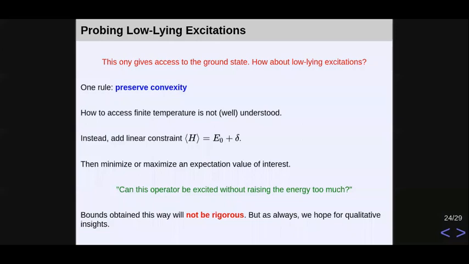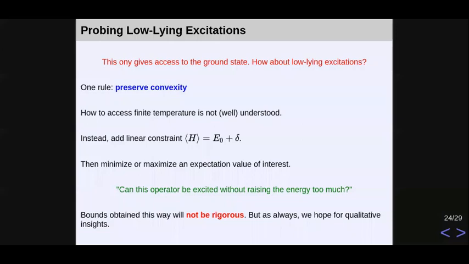And now I can minimize or maximize, not the Hamiltonian. If I fix the Hamiltonian, that's a really boring minimization problem. I can minimize or maximize any other expectation value of interest. So what I'm asking is, if I restrict myself to an extra bit of energy delta, what operators can I excite? Okay.